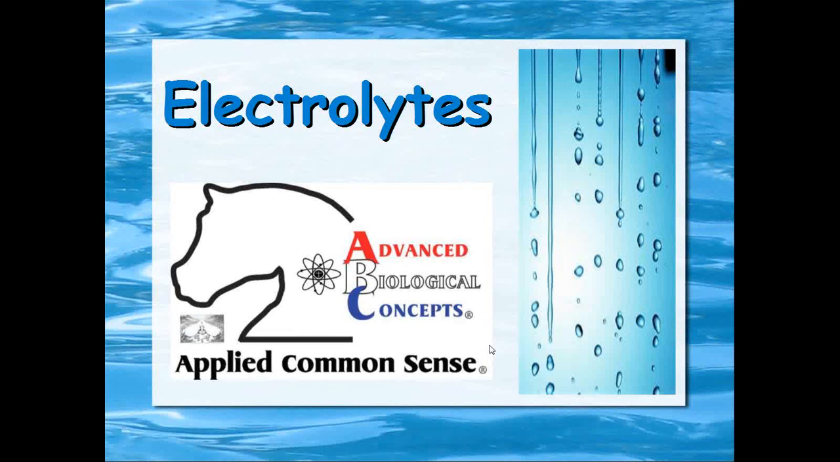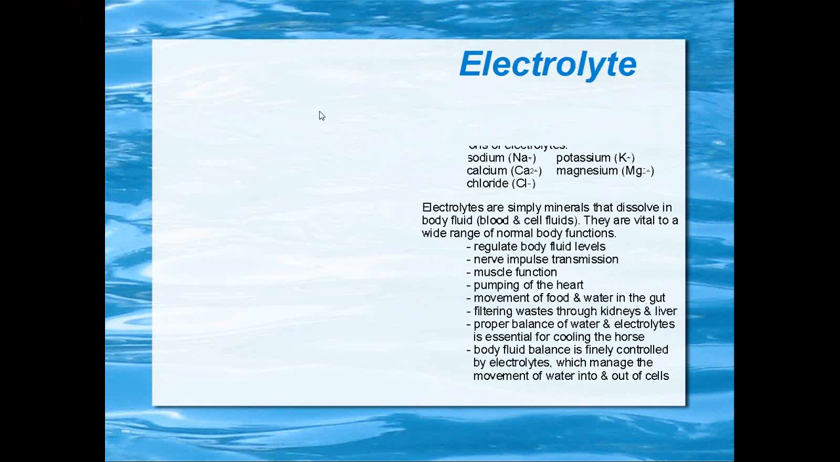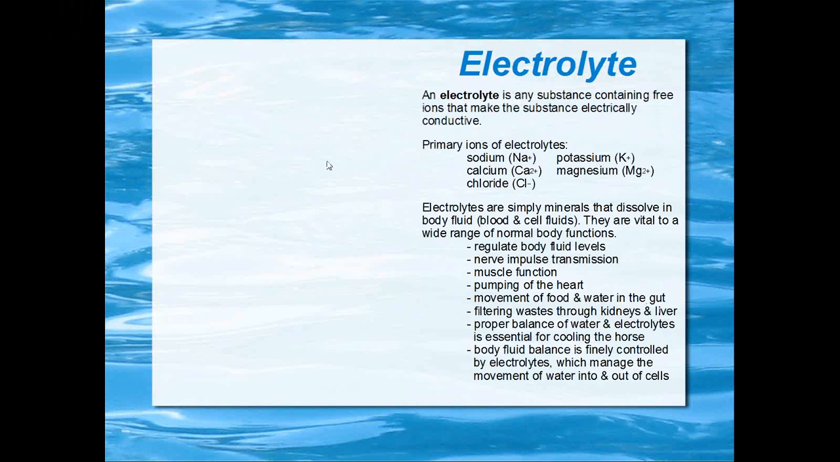We're going to be talking about electrolytes tonight, and I need to build a little bit of a foundation so that we can understand the complexity of this. So we're going to define an electrolyte. An electrolyte is any substance containing a free ion, and I'm going to tell you what an ion is in just a little bit, that makes a substance electrically conductive.